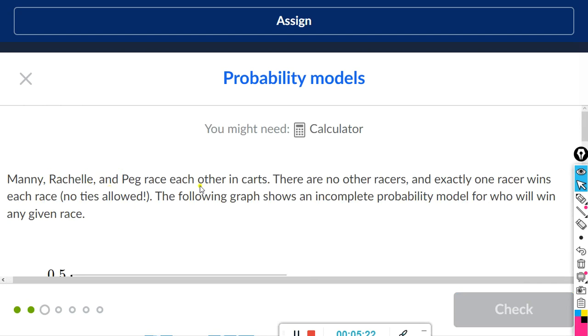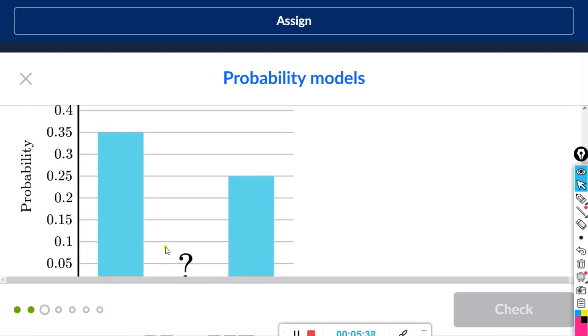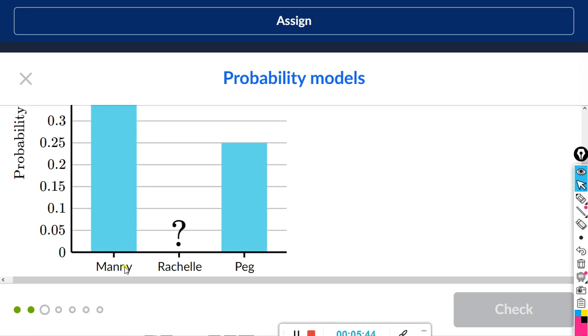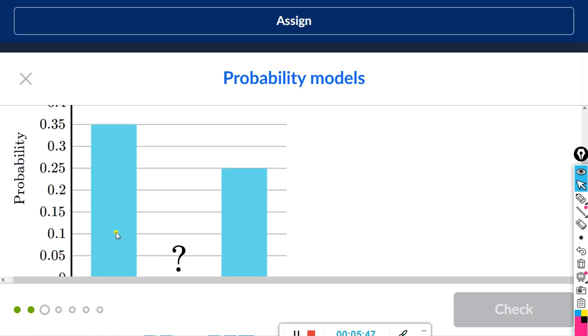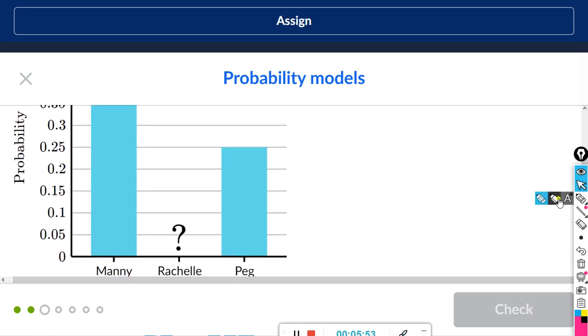Manny, Rochelle, and Peg race each other in carts. There are no other racers, and exactly one racer wins. No ties allowed. The following graph shows an incomplete probability for who will win any given race. Again, these have to add to 100% or 1. The probability that Manny wins is 0.35 or 35%. We'll keep it in terms of a decimal, so I'm just going to write 0.35 for Manny. And the probability that Peg wins is 0.25.